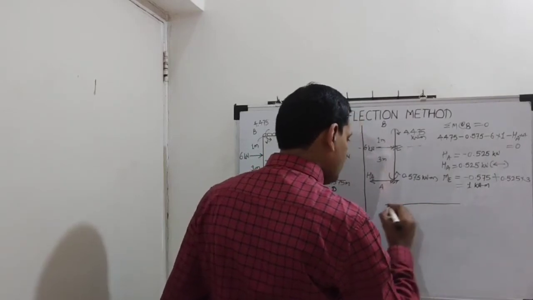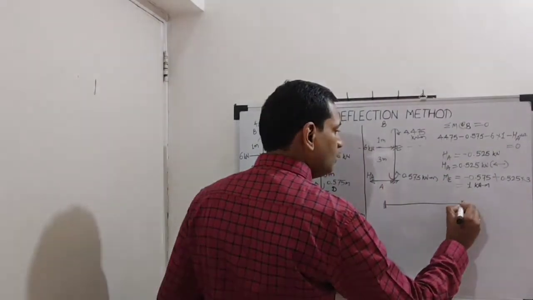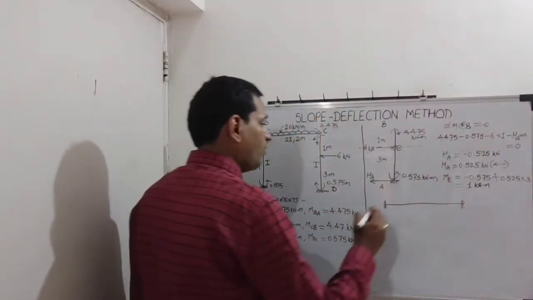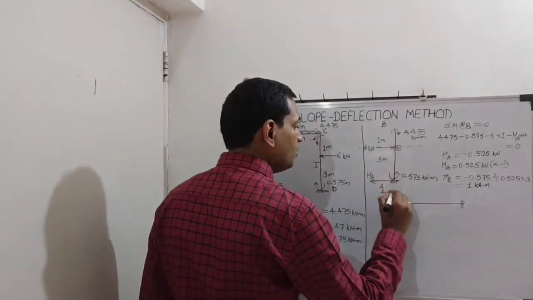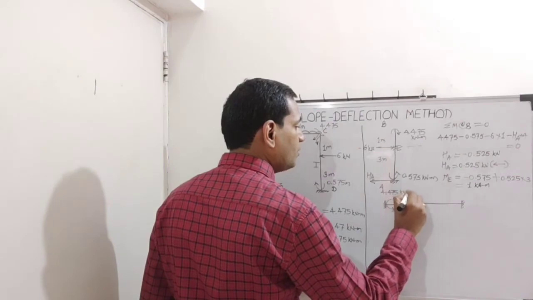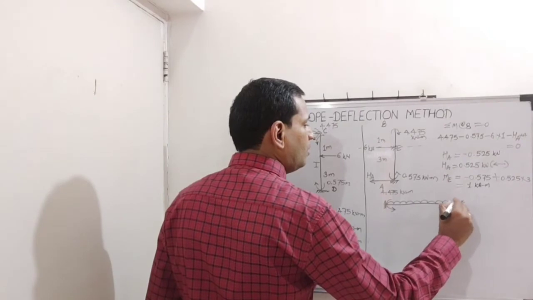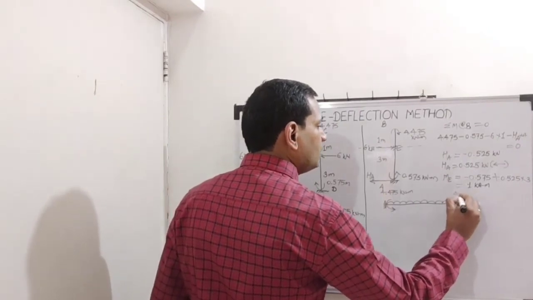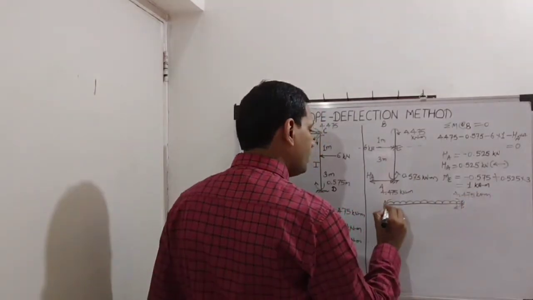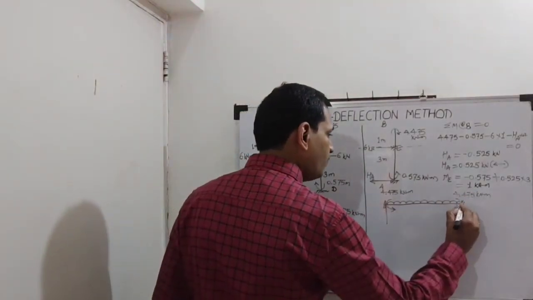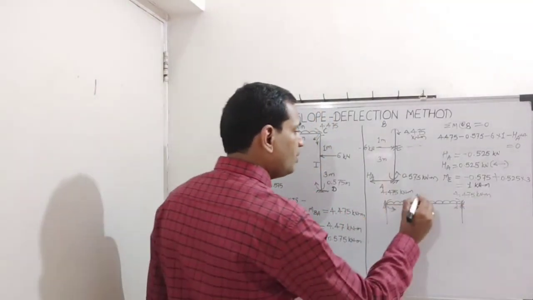Here, since there is UDL, we need to locate first of all point of zero shear force. Then we have to find bending moment at that particular zero shear force point. Okay, so this is 4.475 kilonewton meter. Now you will see that finding out point of zero shear force here is simple. It will be exactly at the center of the beam. Why? Because frame is geometrically symmetric as well as loading wise also it is symmetric.